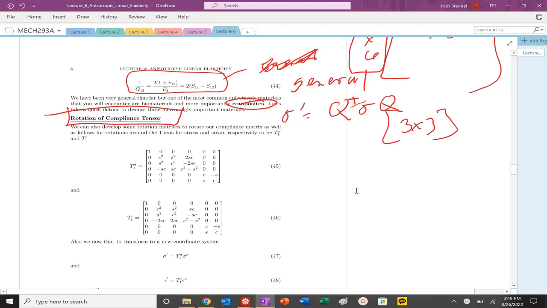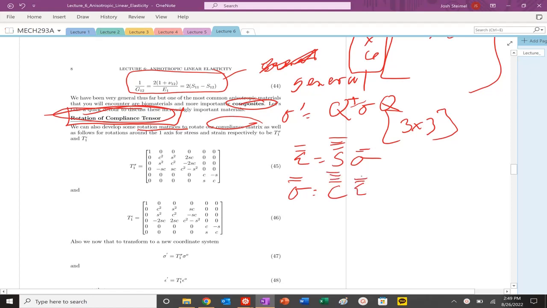So now we're going to talk about basically rotation of compliance tensors. So we've done rotation matrices, but now how do we actually rotate our compliance tensor? Remember, we have this relationship with strain, a second rank tensor, compliance, S, a fourth rank tensor, related to stress, a second rank tensor, and stress related to our stiffness tensor, C, a fourth rank tensor. We have these equations, so we know how to relate one to another, but how can we actually rotate our compliance or our stiffness tensor?